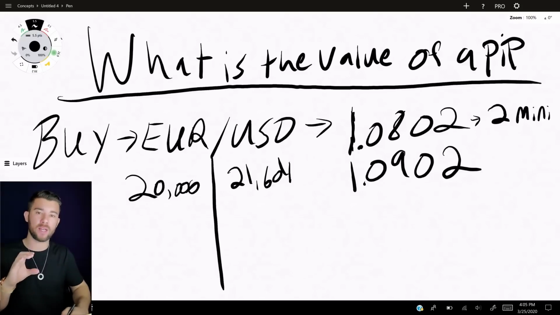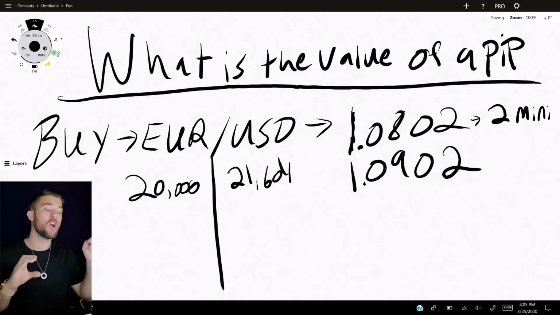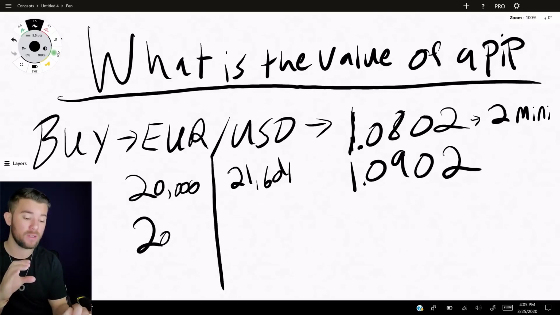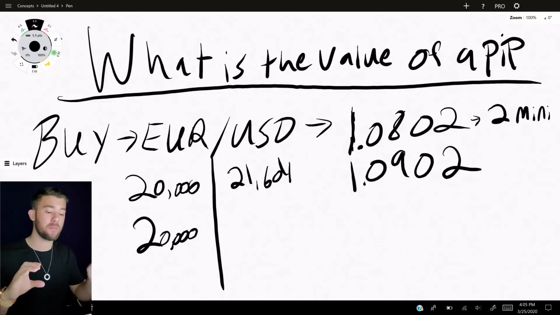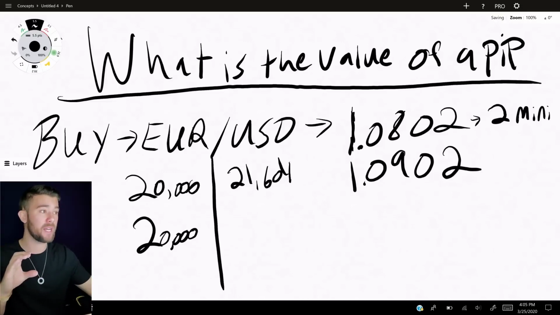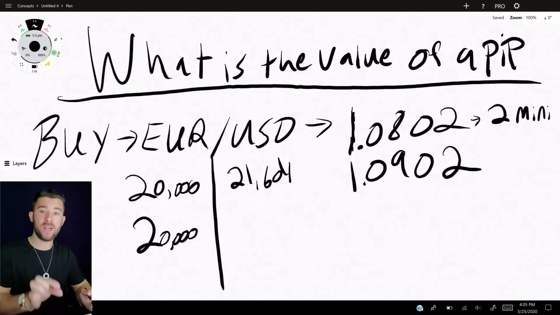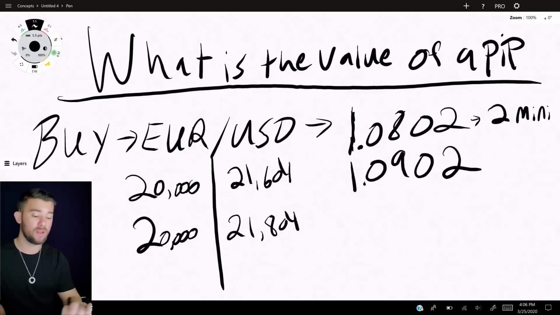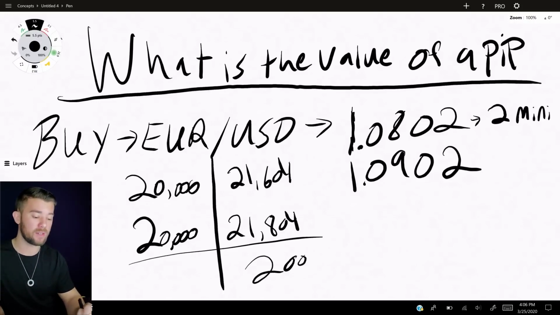So while you hold that 20,000 units of euro, just as in our last example, the euro goes up 100 pips. So you still have that same 20,000 euros, except now you have to multiply that 20,000 units that you're holding times the new exchange rate of 1.0902, which means when you give them that 20,000 units back, they owe you $21,804, giving you that $200 profit.